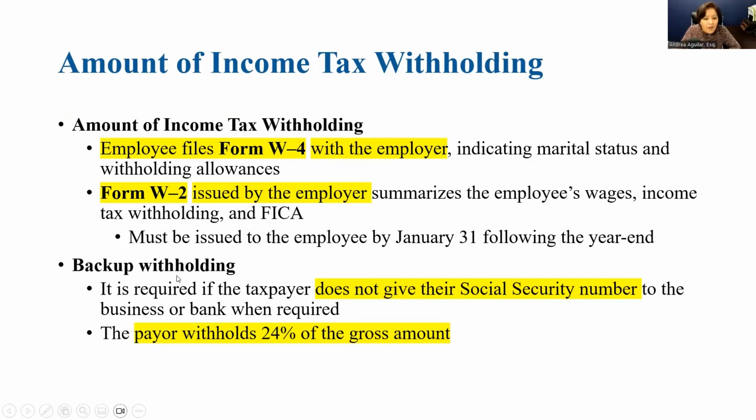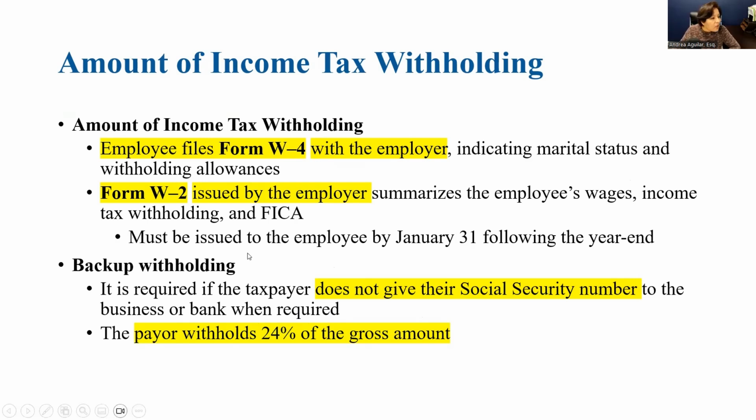Now, backup withholding. Generally, it is required if a taxpayer does not give a Social Security number to the payer of a particular income, such as interest income. Here we have the example of a bank. The bank will have to pay you interest income, for example, where they will retain 24% of the gross income and send that to the IRS. So there is a backup withholding whenever a taxpayer doesn't provide their Social Security number.